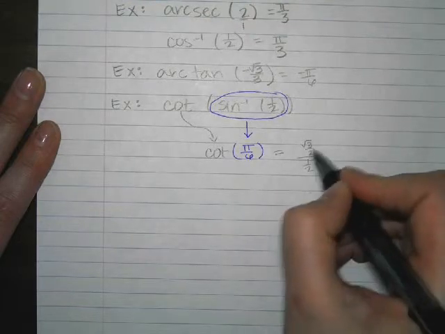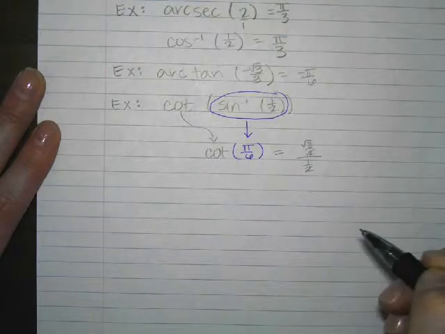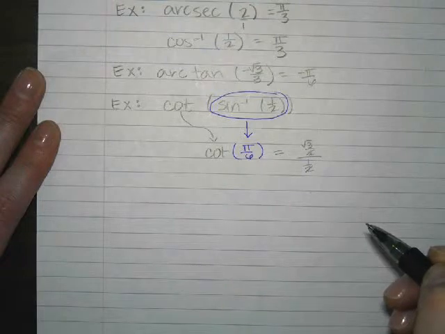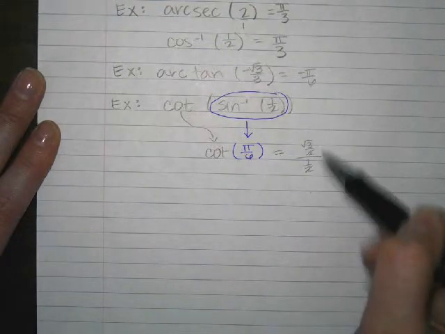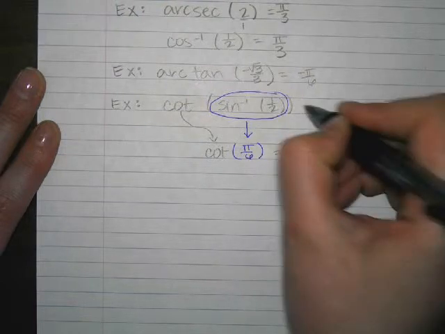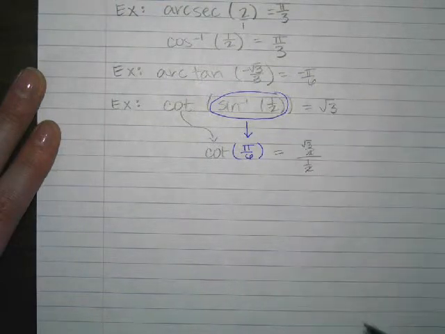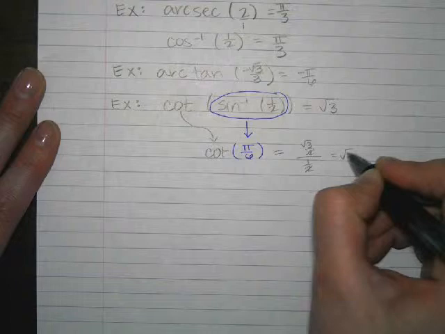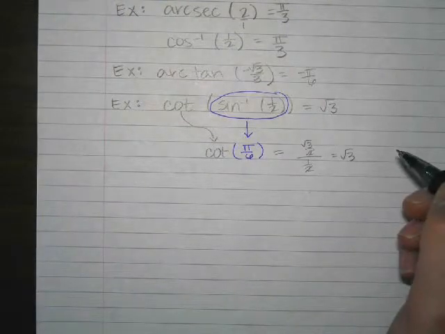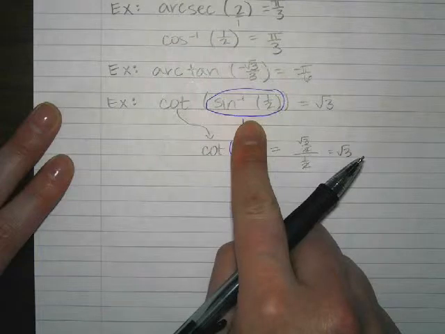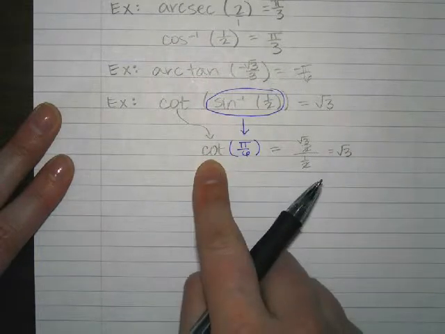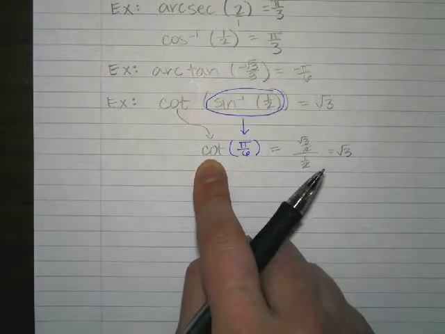And we know that the 2's always cancel. So what is this going to equal? Root 3 over 1 is just root 3. So this equals root 3. Okay? So instead of it being a one-part problem, it was a two-part problem. We did the inside first, and then we did the outside. It's the same idea as PEMDAS.